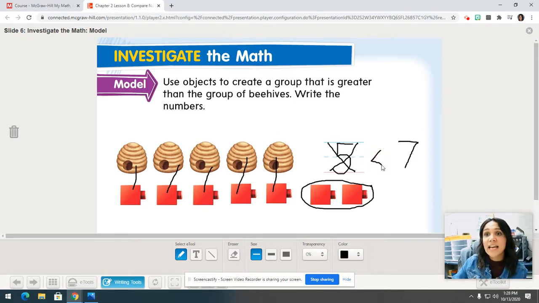Good. So that tells me that 7 is greater than 5. I'm going to draw a circle around the number that is greater than. Echo me. 7 is greater than 5. Great job, boys and girls.